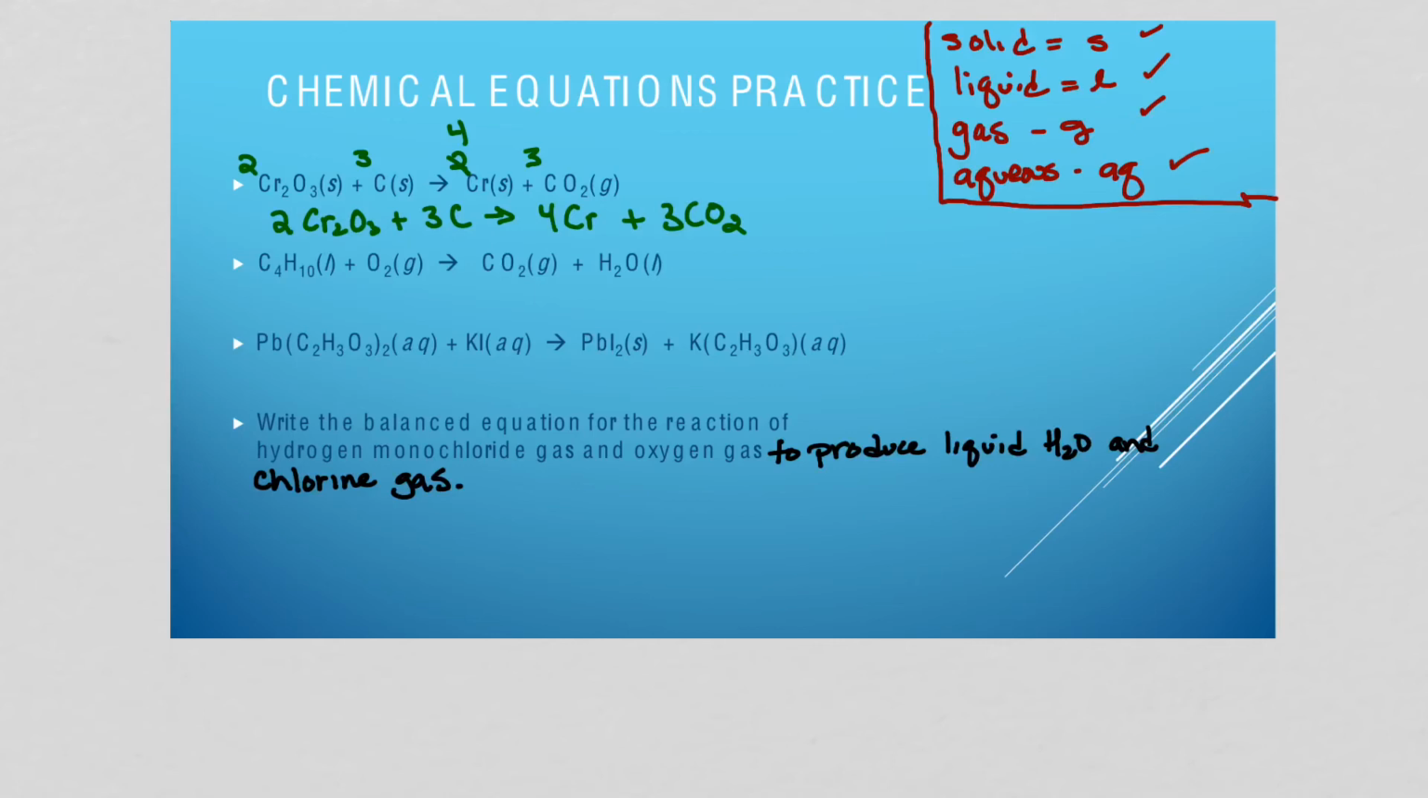So in this case, let's say we have 4 carbons on this side, and on this side we have 1 carbon. So I'm going to put a 4 here to balance that out. I'm going to move to the hydrogens. I have 10 here, I have 2 here, so I can put a 5 here to balance that out. So now I have 4 carbons on each side, 10 hydrogens on each side. Let's go to the oxygens.